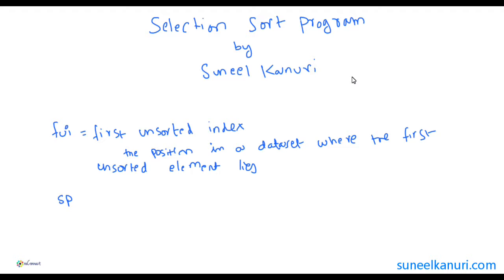The next most important variable we discussed in the earlier video is SP. In that video we called it S_P, but over here we're just going to call it SP for simplicity's sake. It's easier and quicker to write, which is basically the position of the next smallest element found.